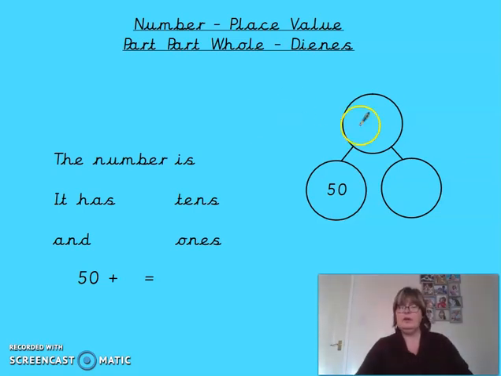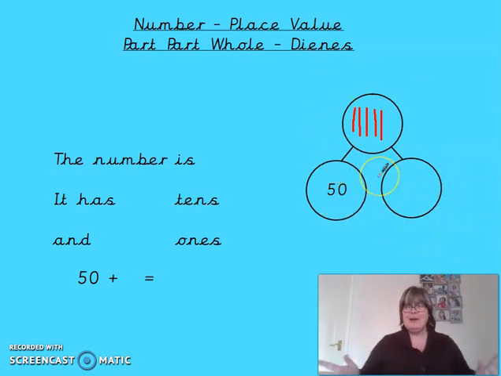Okay, this is probably the most tricky one, even though it's the easiest to draw. So did you draw 1 10, 2 10s, 3 10s, 4 10s, 5 10s, and no ones? Okay, if you did that, that's absolutely fantastic. This is quite a tricky one to look at because I didn't put the 0 in there to help you. So this one has 5 10s and no ones. So my number is 50. So a 5 and a 0 makes 50.